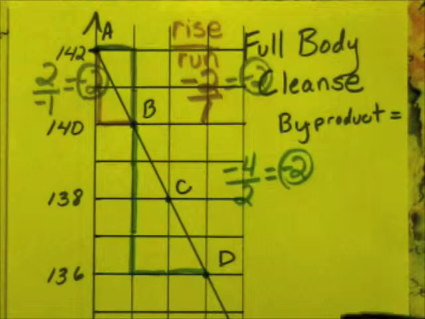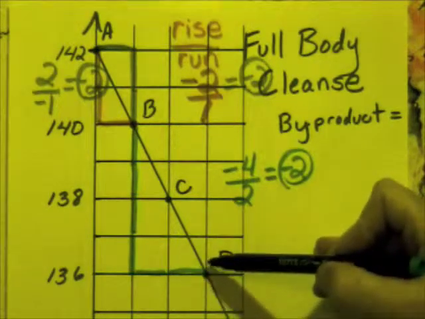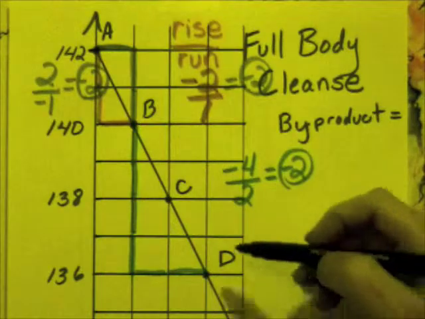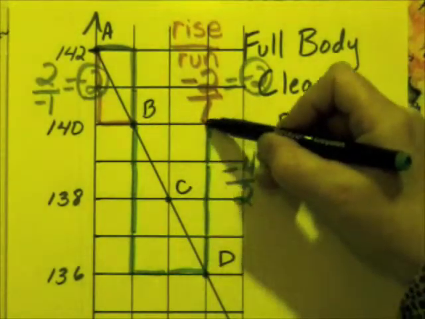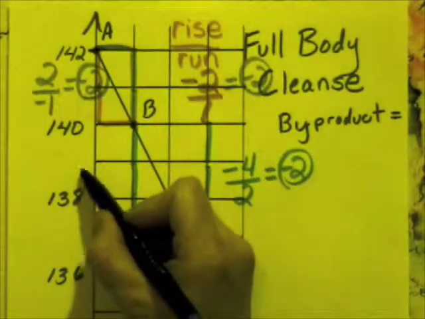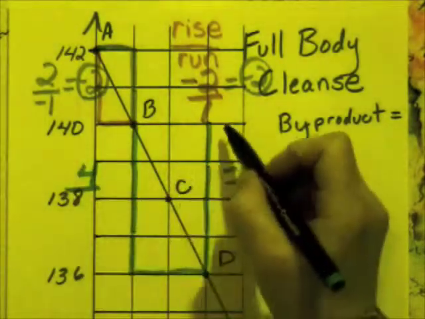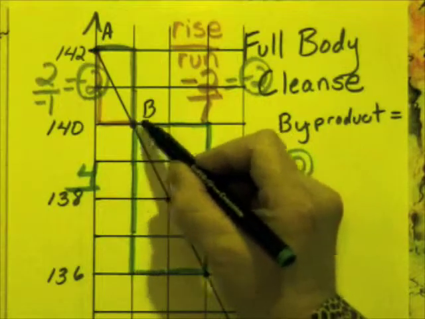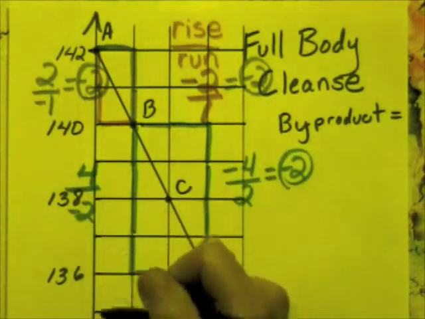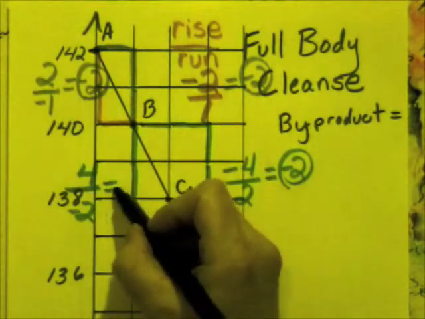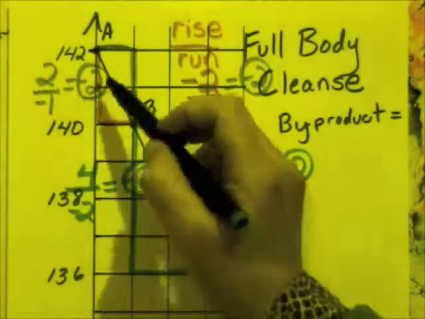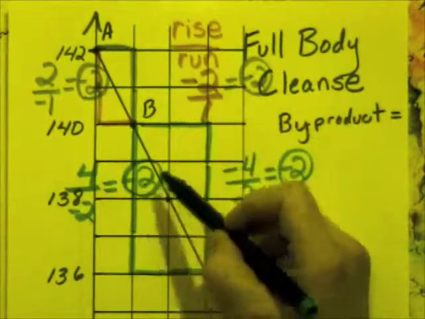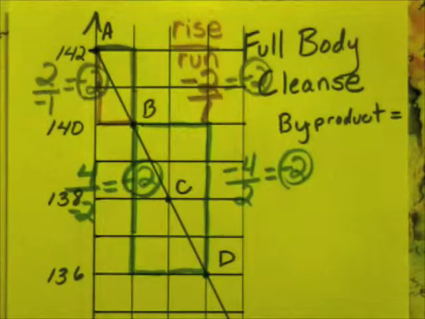You can notice that the same thing will happen if we go from D over to B. Here we would rise in the positive direction 4, I'll put that right here, but we would run in the negative direction 2. So that would be -2. Again, this reduces to -2. So no matter how we do it, we always get a slope of -2.